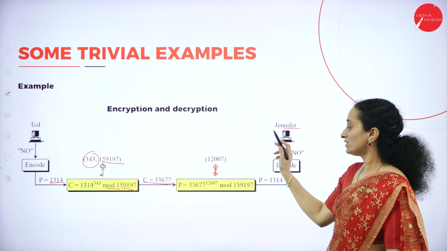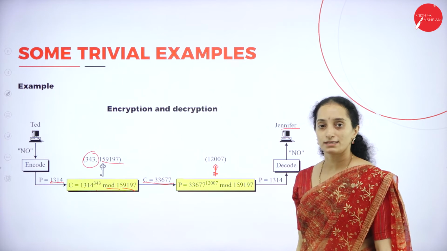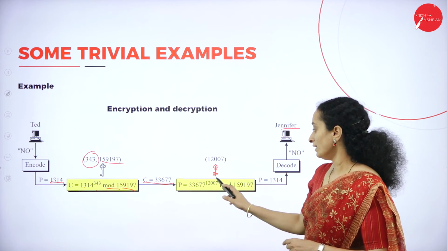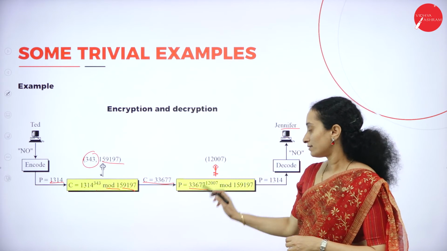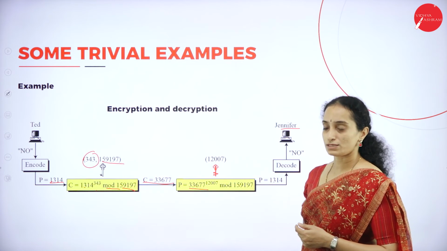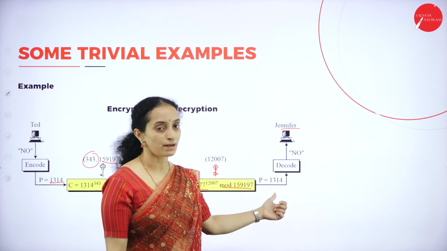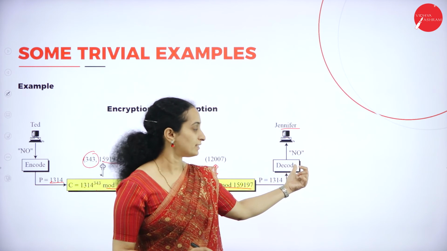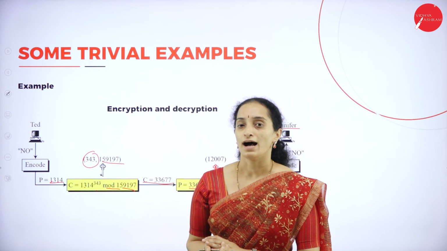When Jennifer, the receiver, receives this, she calculates the expression P equals 33,677 to the power of 12,007. That is the D value. The E value is 343, and 12,007 is the inverse of 343, which gives the value D. So we calculate the plain text as 33,677 to the exponent of 12,007 mod 159,197. So she calculates the plain text 1314. Now she separates the concatenated values 13 and 14, and decodes 13 as N and 14 as O. This is how we can encrypt and decrypt in the RSA cryptosystem.